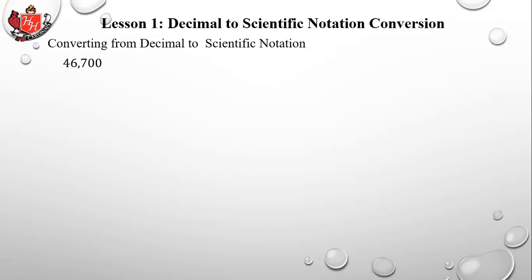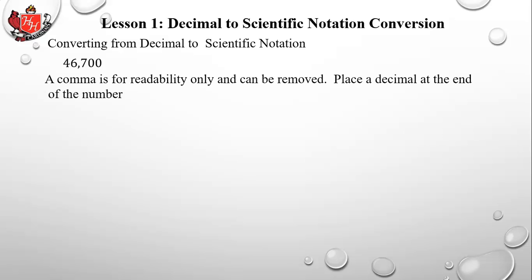Okay, so convert from decimal to scientific notation. So the first thing, a comma is for readability only. It can be removed. And by the way, that's not true in many other countries. Many other countries, the comma is used the way we use a decimal point, and you couldn't just take it out. But in the United States, a comma is just to make long numbers readable. You put a comma every 3 digits in very large numbers, but it's not a decimal point. It's not the same. So place a decimal at the end of the number. So right there. So as we take away the comma, it's 67,700.